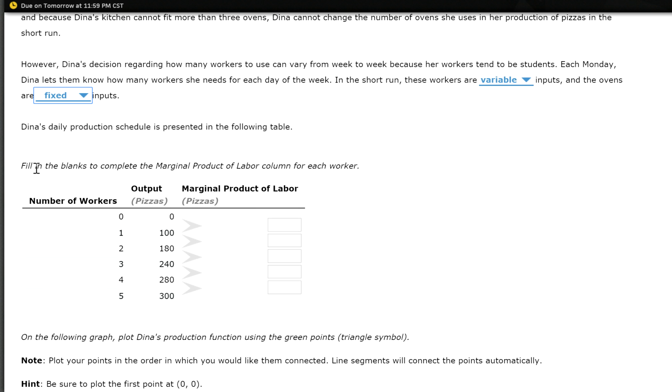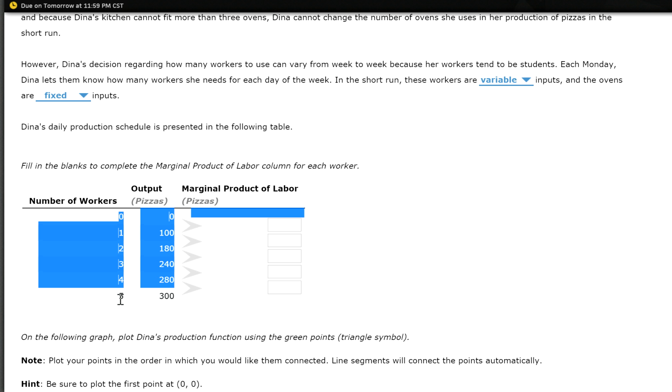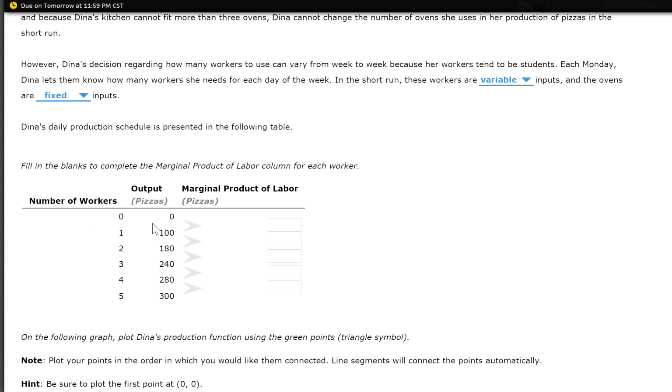And then second, fill in the blank to complete the marginal product of labor column for each worker. So we have on this column over here our number of workers, so 0, 1, 2, 3, 4, 5. And then on the second column, we have our output, so 0 pizza, 100, 180, 240, and so on. And then the question is asking us to find out what the marginal product of labor is.